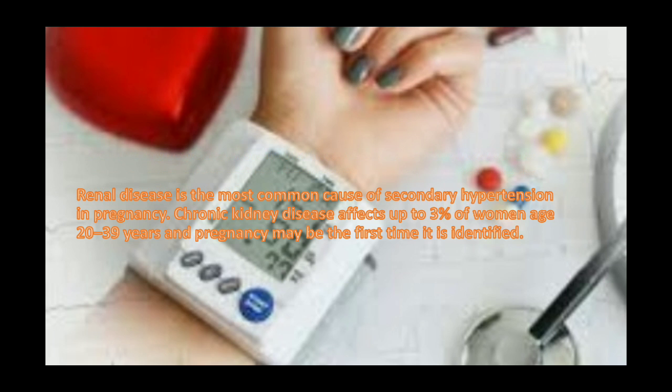Now, what is the main cause of chronic hypertension? Basically, it is said that renal disease is the most common cause of secondary hypertension in pregnancy, and chronic kidney disease affects about 3% of women aged 30 to 39 years, and pregnancy may be the first time it is identified.